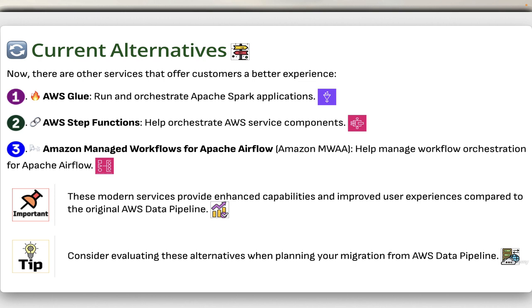You can still access the service and use it if you are already a customer. But at this point, AWS recommends that you use either Glue, Step Functions, or Apache Airflow instead of Data Pipeline. It's not available for new customers, but I'm covering this since it's still part of the exam syllabus. So I just wanted to cover this topic also.